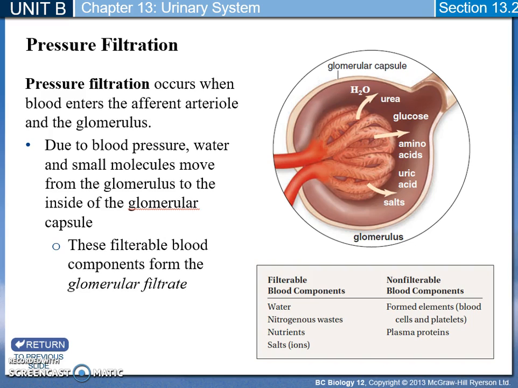So it occurs when blood enters the afferent arteriole and the glomerulus. So just simply due to blood pressure, water and small molecules move from the glomerulus to the inside of the glomerular capsule. And these filterable blood components form the glomerular filtrate. And you can see the things that are filtered there, as well as things that are not filterable in this case, like for example formed elements, blood cells and platelets, as well as plasma proteins. So the things that are filterable would be water, nitrogenous waste, nutrients, and salts.